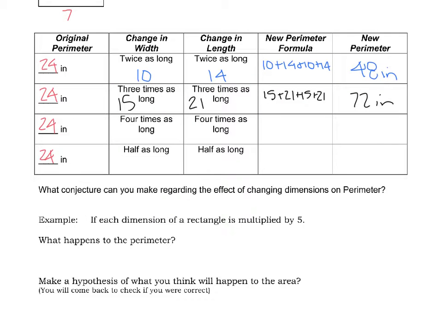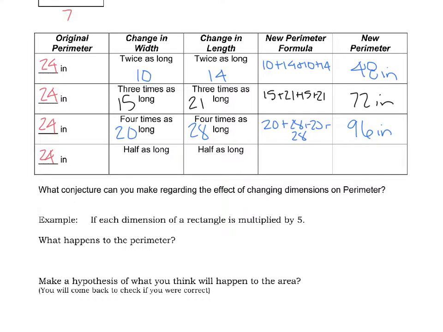Alright, following the next one, we got 24 inches the original. Now we're going 4 times as long. So that was 5 times 4 gives me 20. 7 times 4 gives me 28. So the formula would basically be adding up those 4 sides. So 20 plus 28 plus 20 plus 28. And we end up with a perimeter of 96 inches.